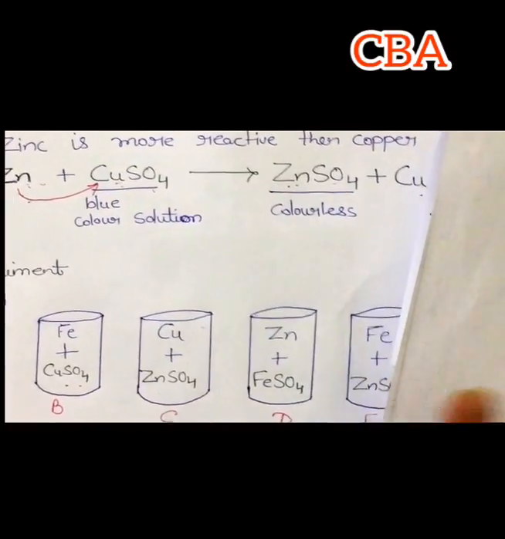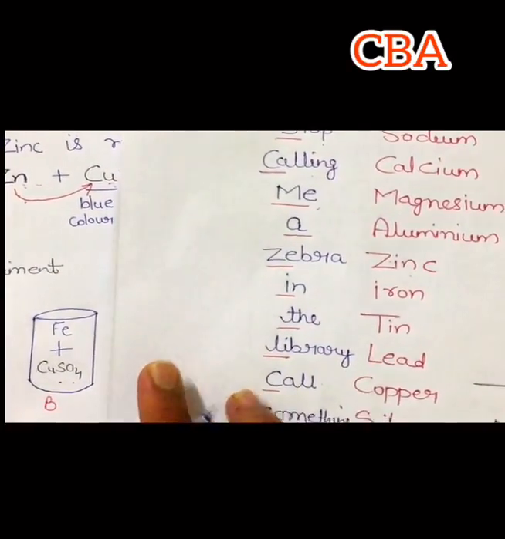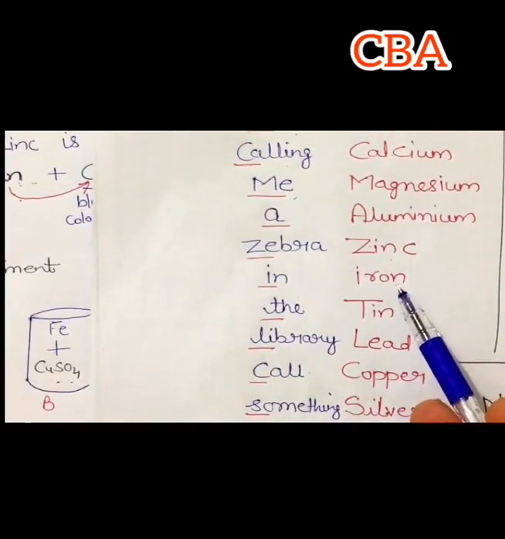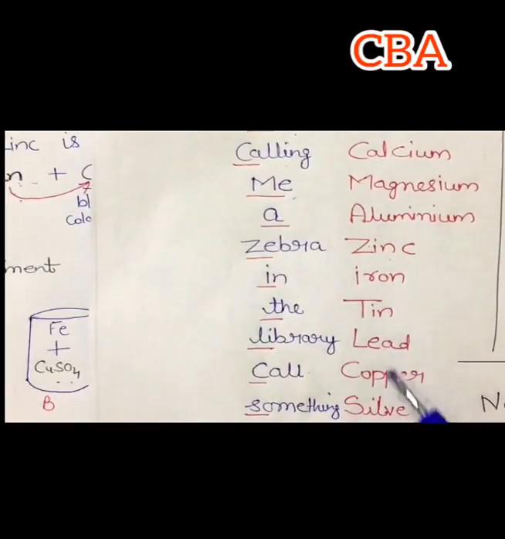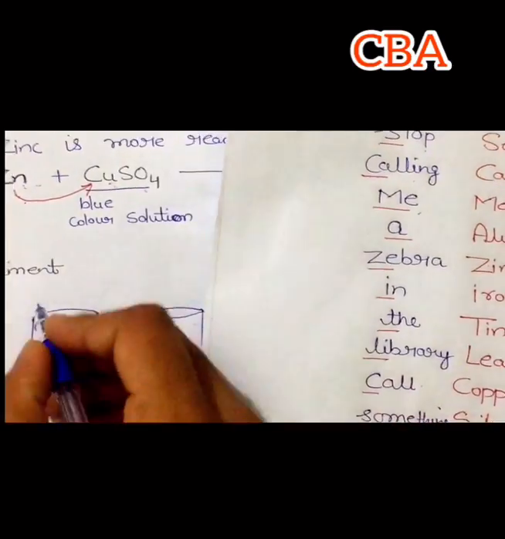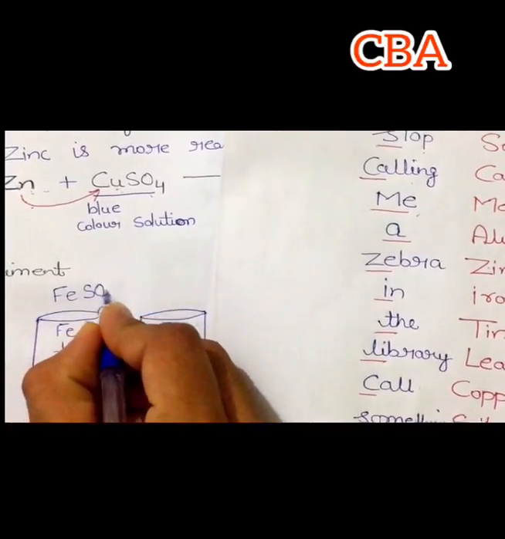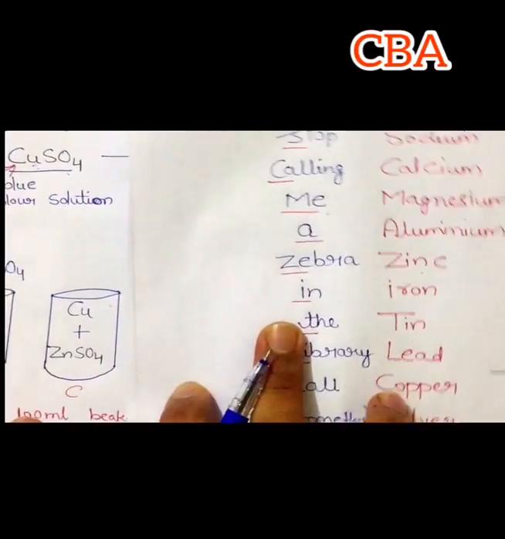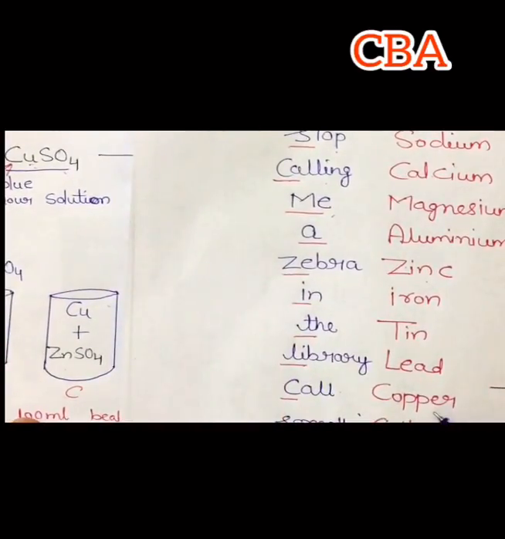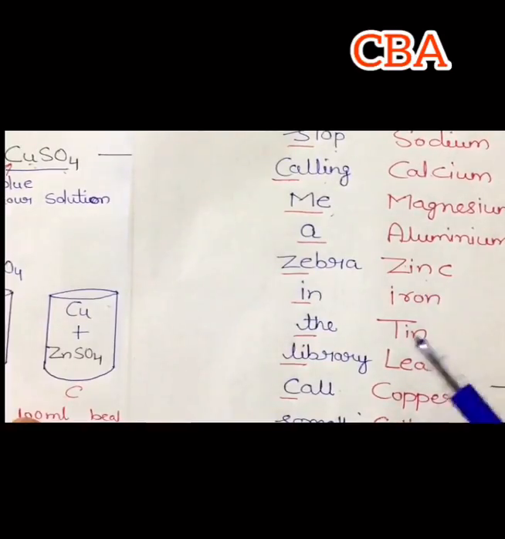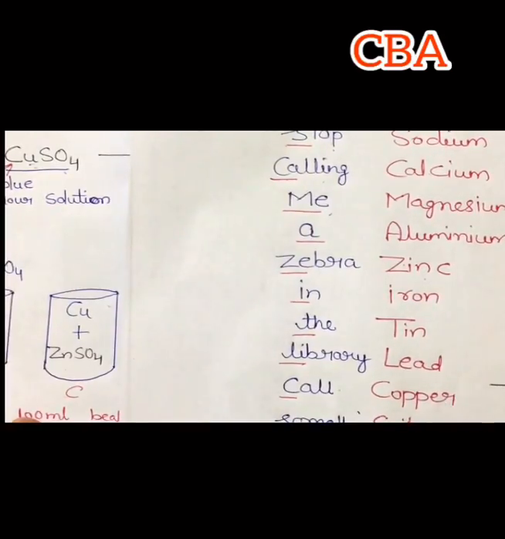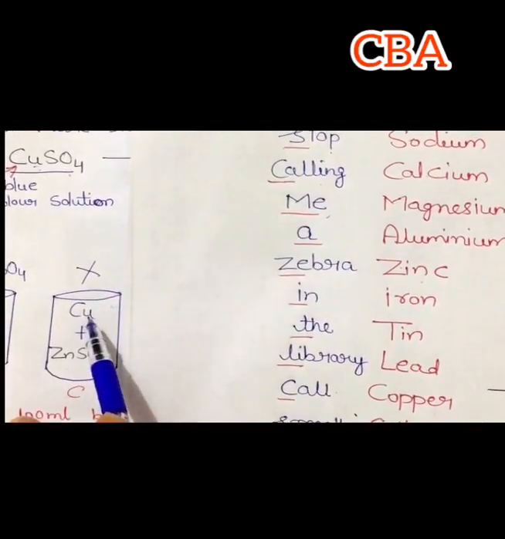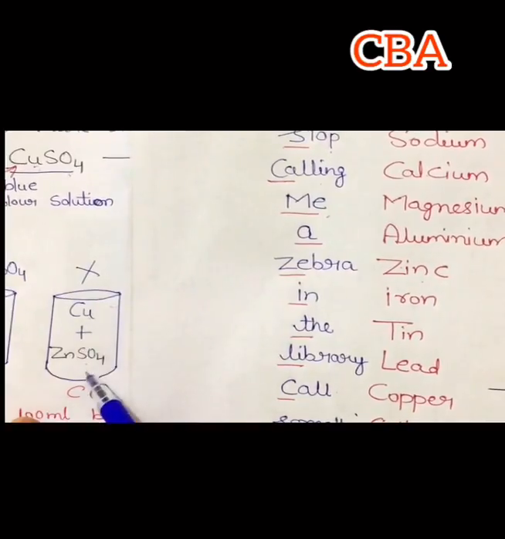Similarly in the next reaction, if we talk about the iron and copper difference, you can see iron is coming upside and copper is here. So again iron is more reactive than copper. So the reaction will take place and there will be formation of FeSO4. In the third case, if we compare, copper is at the bottom and zinc is upside. So zinc is more reactive than copper. So there will be no reaction or no change because copper is less reactive. So as per the rules, there will be no reaction.